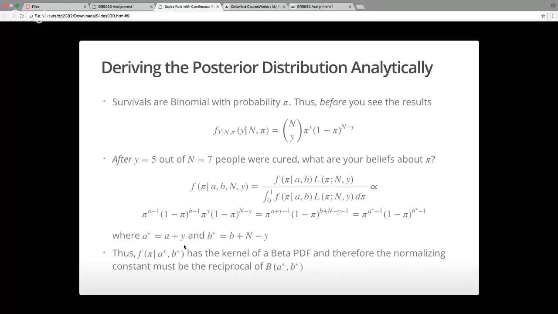Right. So this is our posterior beliefs about the success probability pi, given that we observed n equals 7 people and y equals 5 of them survived after taking the drug. If it was 5 survived but 30 were exposed, that would lead us to a different conclusion. So we're conditioning on n equals 7 here for the posterior distribution.